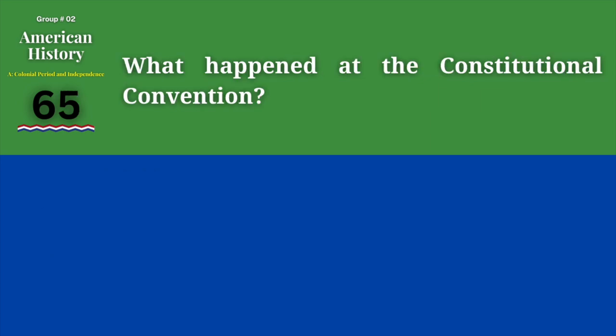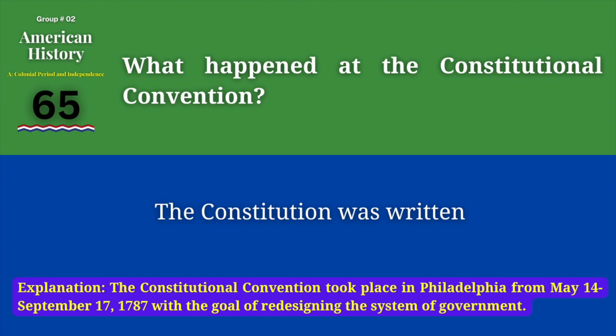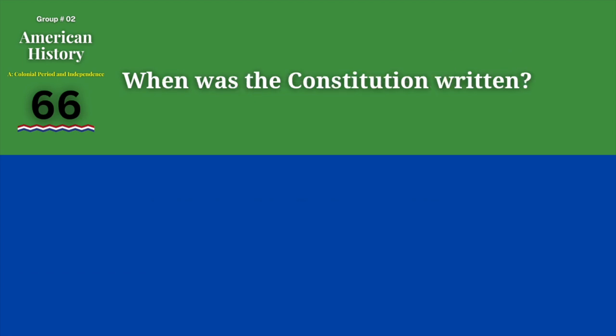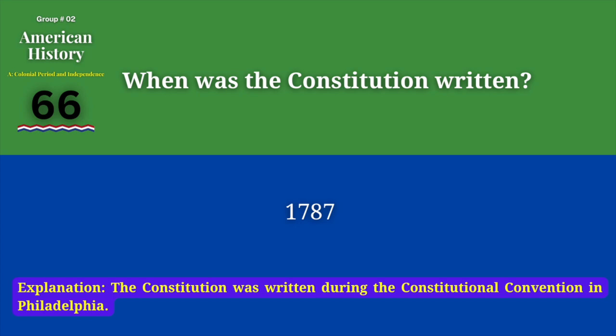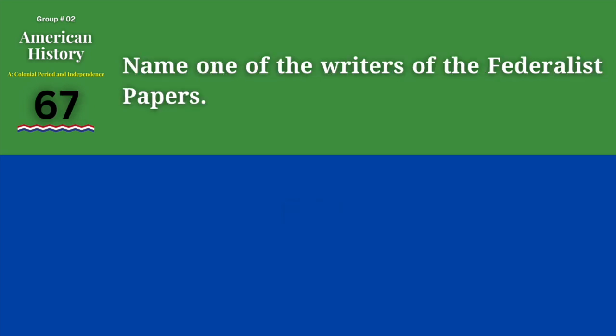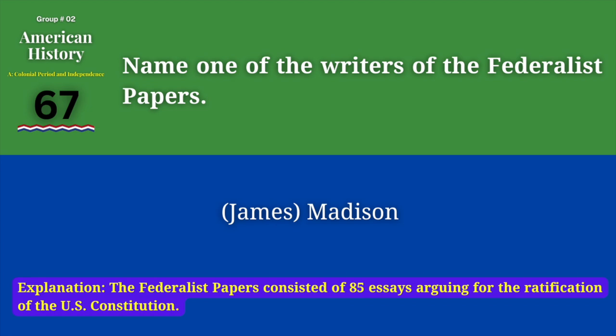What happened at the Constitutional Convention? The Constitution was written. When was the Constitution written? 1787. Name one of the writers of the Federalist Papers. James Madison. Name one thing Benjamin Franklin is famous for. U.S. diplomat.